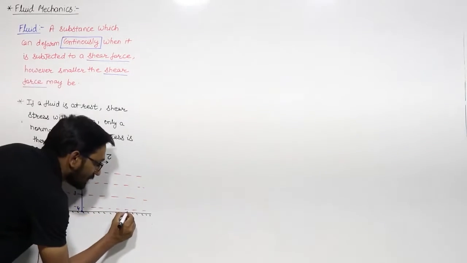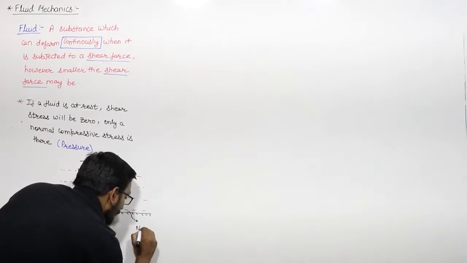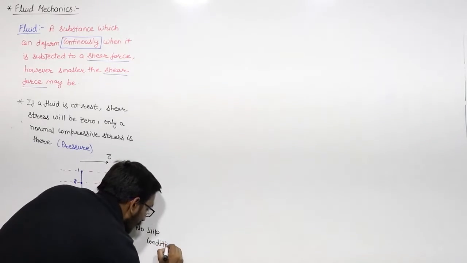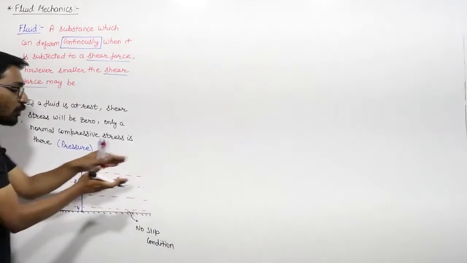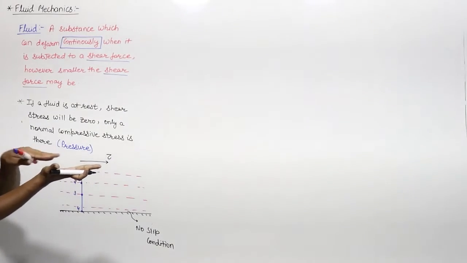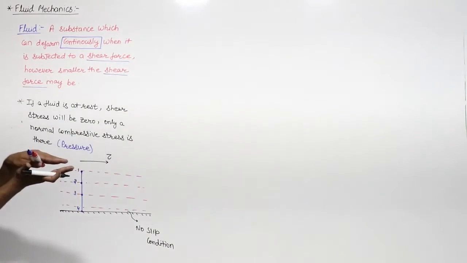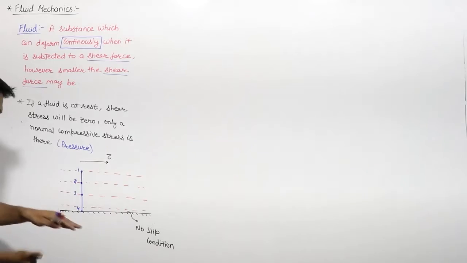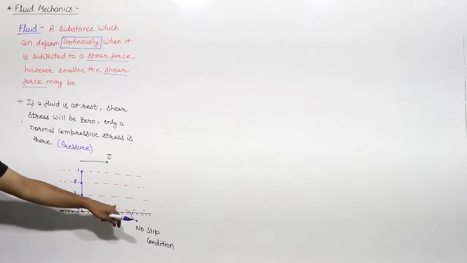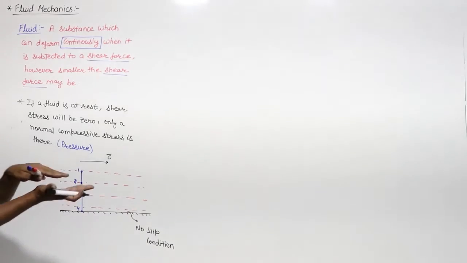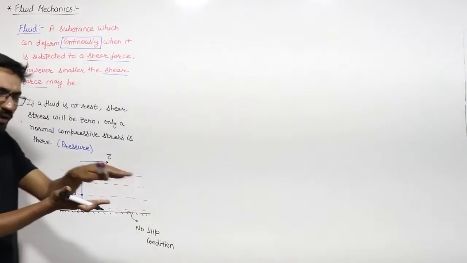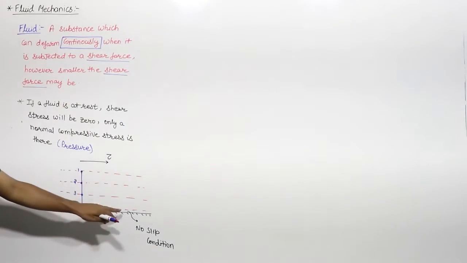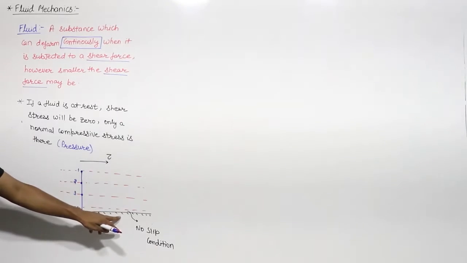and this is known as the no slip condition. No slip condition means there is no slip between the solid surface and the layer which is in contact with it. It means there is no relative velocity between them. So if this solid boundary is at rest, then the fluid layer which is in contact with this solid boundary is at rest.